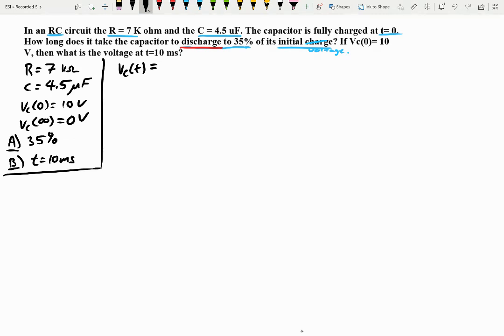Okay. But if we write that out, I'll just write V infinity here, plus V initial minus V infinity, e to the minus t over tau. All right. And let's see what we know. So let's go and check this off. So we know V infinity. Okay. We know V initial.